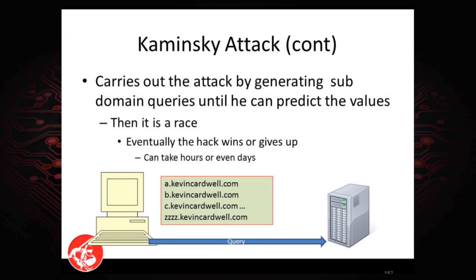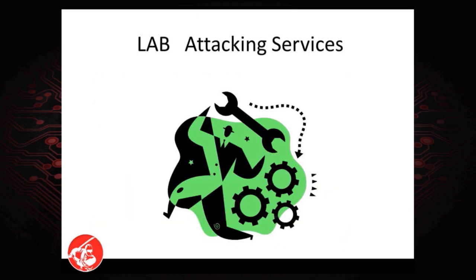Recursion being on means I may not know, in this example here, kevincardwell.com, I don't know all the subdomains under that, so I just start doing A, B, C, D, and keep doing it over and over again until I get enough to predict the transaction ID and the ephemeral port. Now, it's not 100% success rate. I've seen the Kaminsky attack take 3 days. But when it works, it's extremely powerful. And it's something that as a red team hacker, if you find recursion on, you should go and start trying some of these resource attacks like the Kaminsky attack. Now we're going to do a lab attacking services.